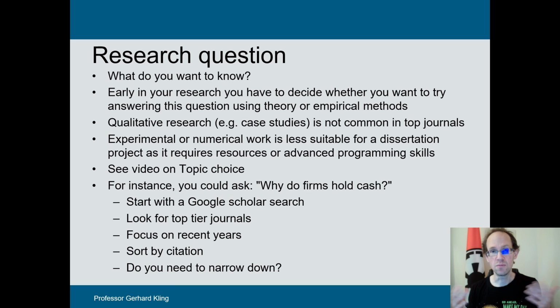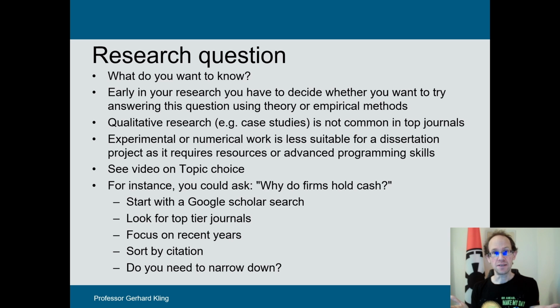Arguably, you see more and more academic papers that use experiments or numerical methods. But again, for a dissertation project, this is too demanding because very frequently you will need advanced programming skills. The starting point is a broader question. For instance, why do firms hold cash?